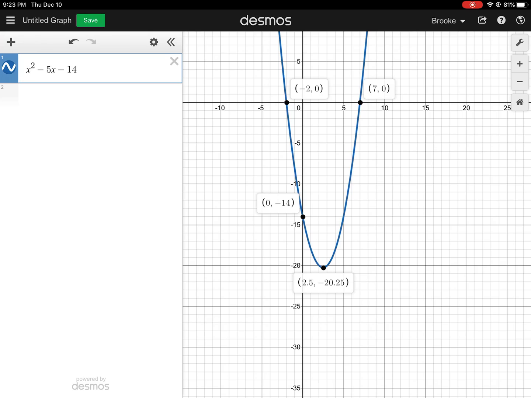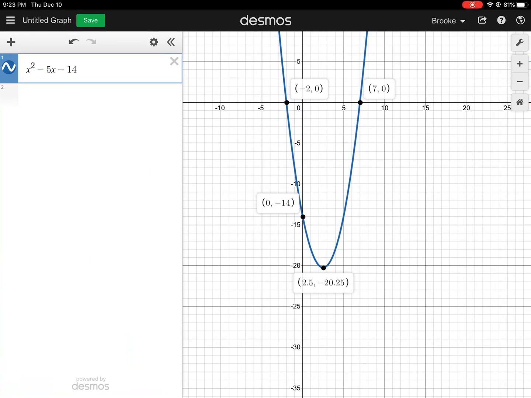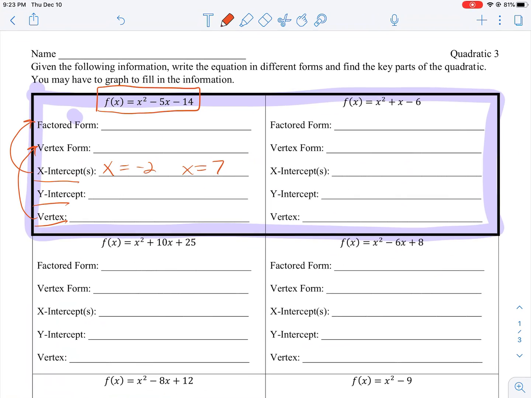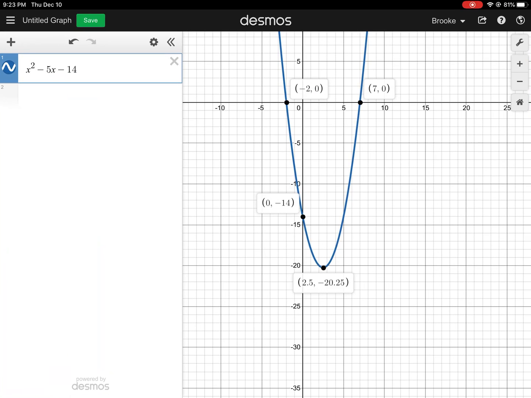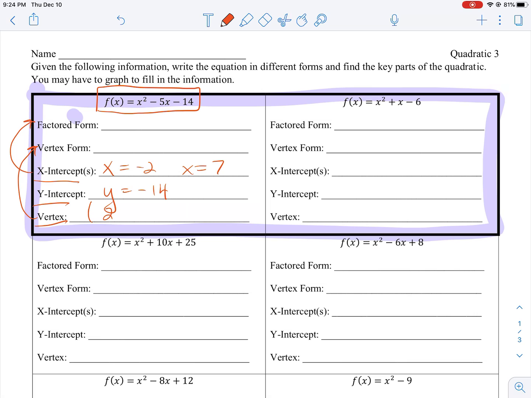So I've got x-intercepts of -2 and 7. So x equals -2 and x equals 7. I've got a y-intercept of -14. So y equals -14. And I've got a vertex of 2.5, -20.25. Got it. So 2.5 comma -20.25. All right, so at this point, we would move forward and do factored form and vertex form.